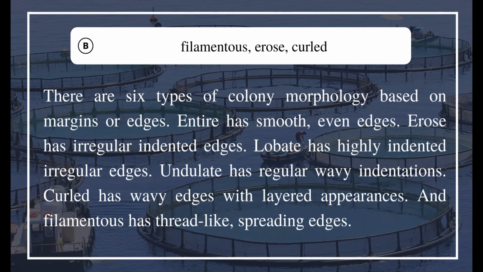Entire has smooth, even edges. Erose has irregular, indented edges. Lobate has highly indented, irregular edges. Undulate has regular, wavy indentations. Curled has wavy edges with layered appearances. And filamentous has thread-like, spreading edges.